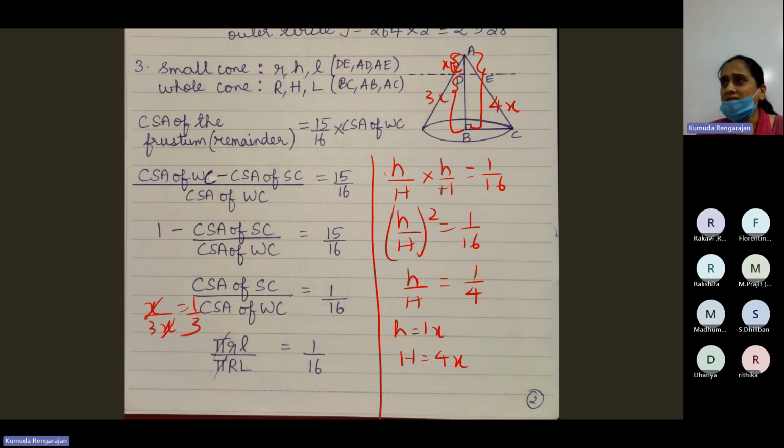You don't have to find their actual lengths. You cannot find, in fact, what their lengths actually are. This is the ratio of their lengths. The only ratio you can find. You cannot find their actual lengths.